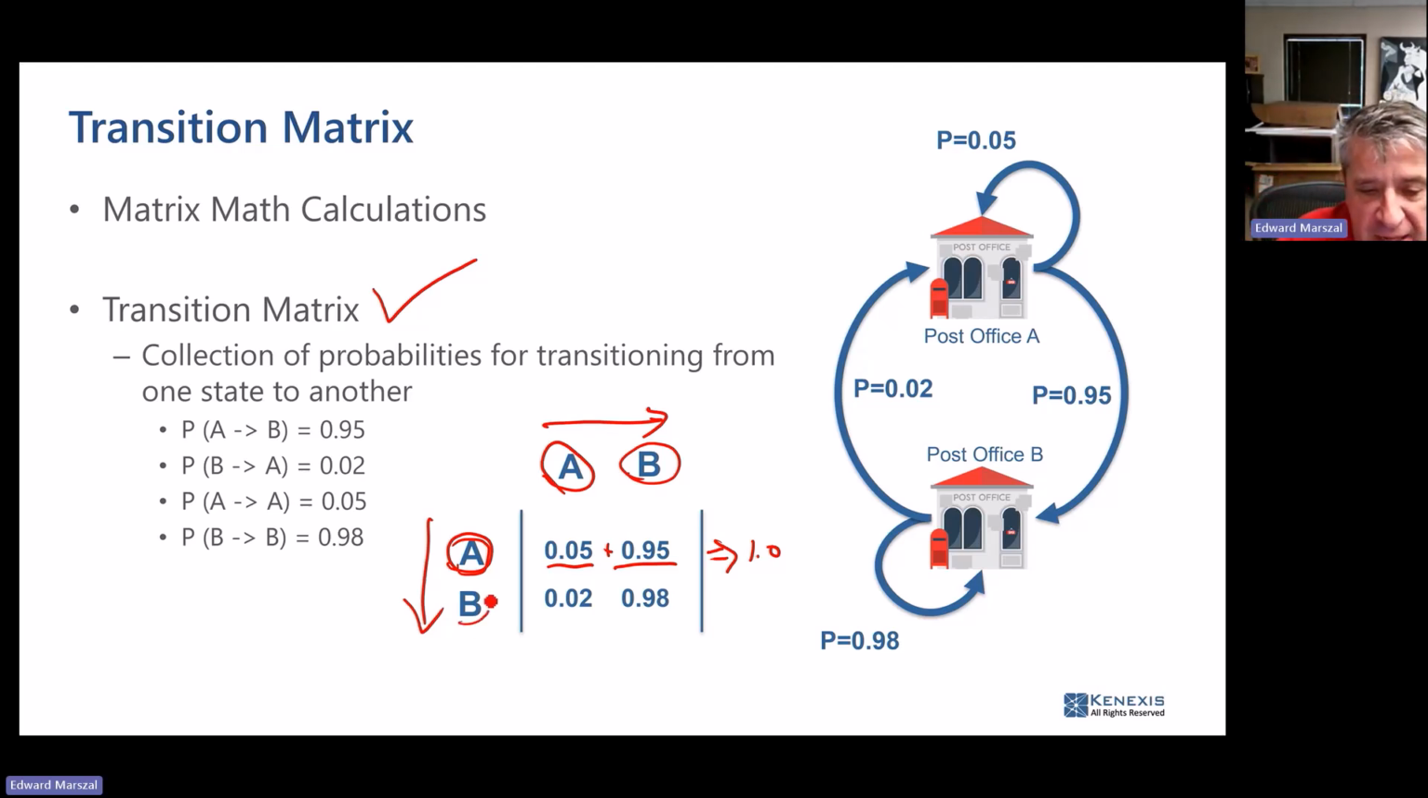It's similar for B. If you're in B, the probability you transition to A is 2%. If you're in B, the probability you stay in B is 98%. So that's how you develop your transition matrix. So state vectors, probability of being in any particular state. Transition matrix is all of the combinations of moving from one state to another or staying in the state that you're in.